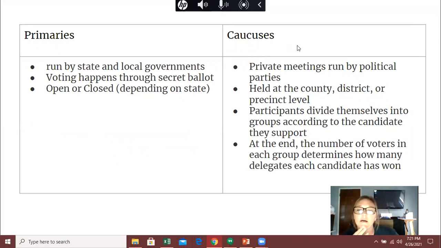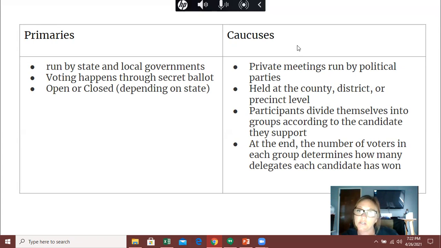So then that brings us to primaries and caucuses themselves. Primaries and caucuses are those pre-election elections. And what they do is basically narrow down the candidate field for each of the two major parties. Primaries are run by state and local governments. So if I'm going to vote in a primary, I get a voter card just like I would for a regular presidential election. And I go to the polls and I vote.